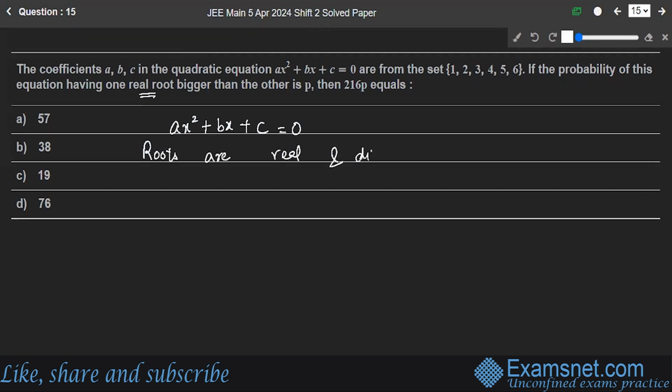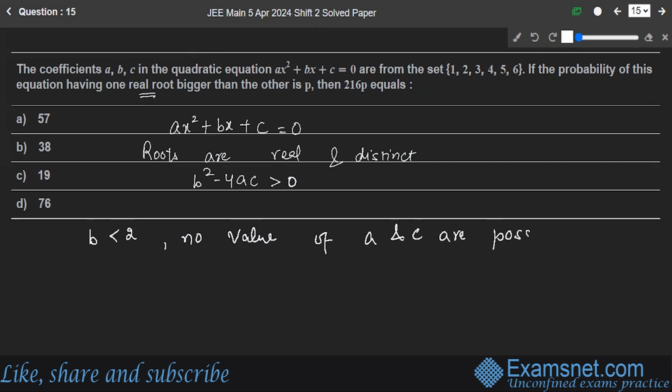So that means the roots in this equation are real and distinct. This is possible when b square minus 4ac is greater than 0. So let's check which are the cases. See, when b is less than 3, no value of a and c will be possible. So I will have to take the values bigger than that. Let's take when b is equal to 3. So in that case, 4ac will be less than 9, or ac will be less than 9 by 4.